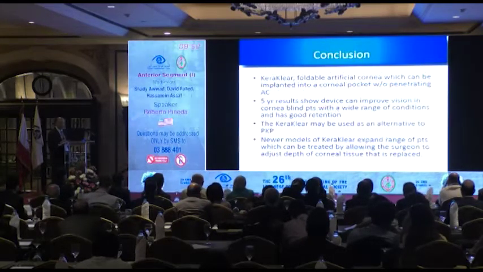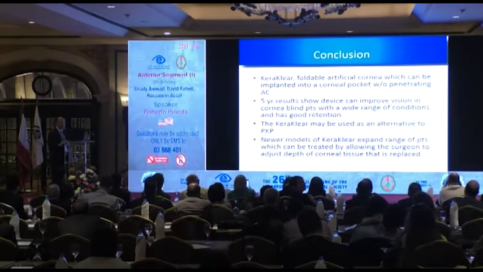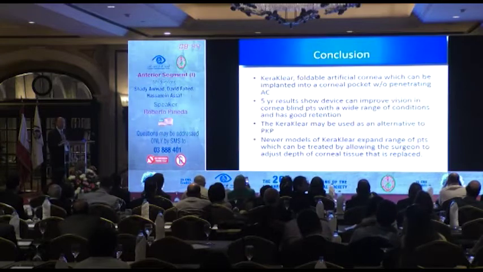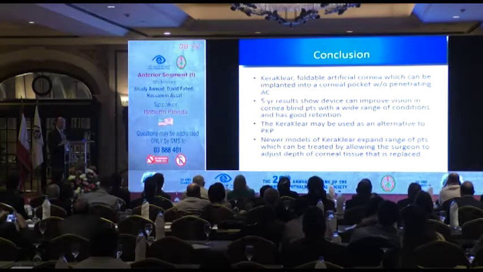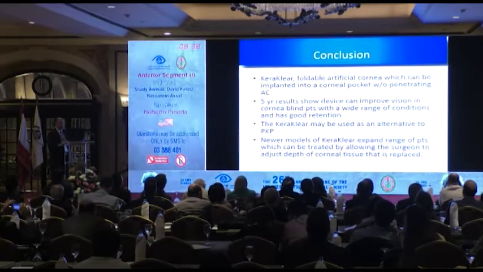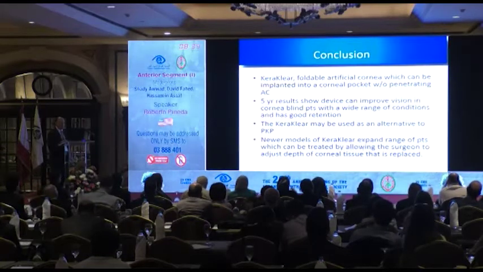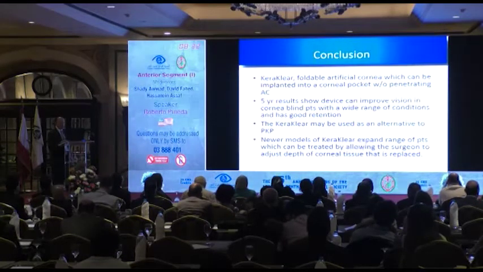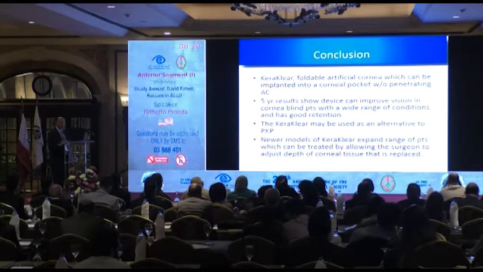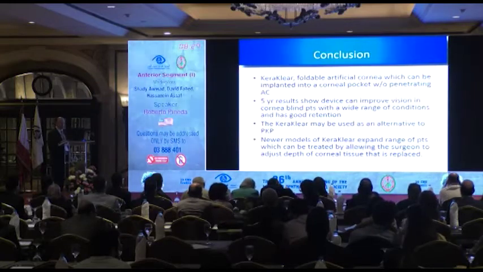So in conclusion, the Caraclear is a foldable artificial cornea that can be implanted into a pocket without penetrating into the anterior chamber. The 5-year results show that the device can improve vision in those patients who are corneal blind with a wide range of conditions and has good retention. And it is a good potential alternative to penetrating keratoplasty. The company is expanding the range of Caraclears so it can be placed deeper into the cornea for those patients that have thicker corneas and allow more customization. Thank you very much.